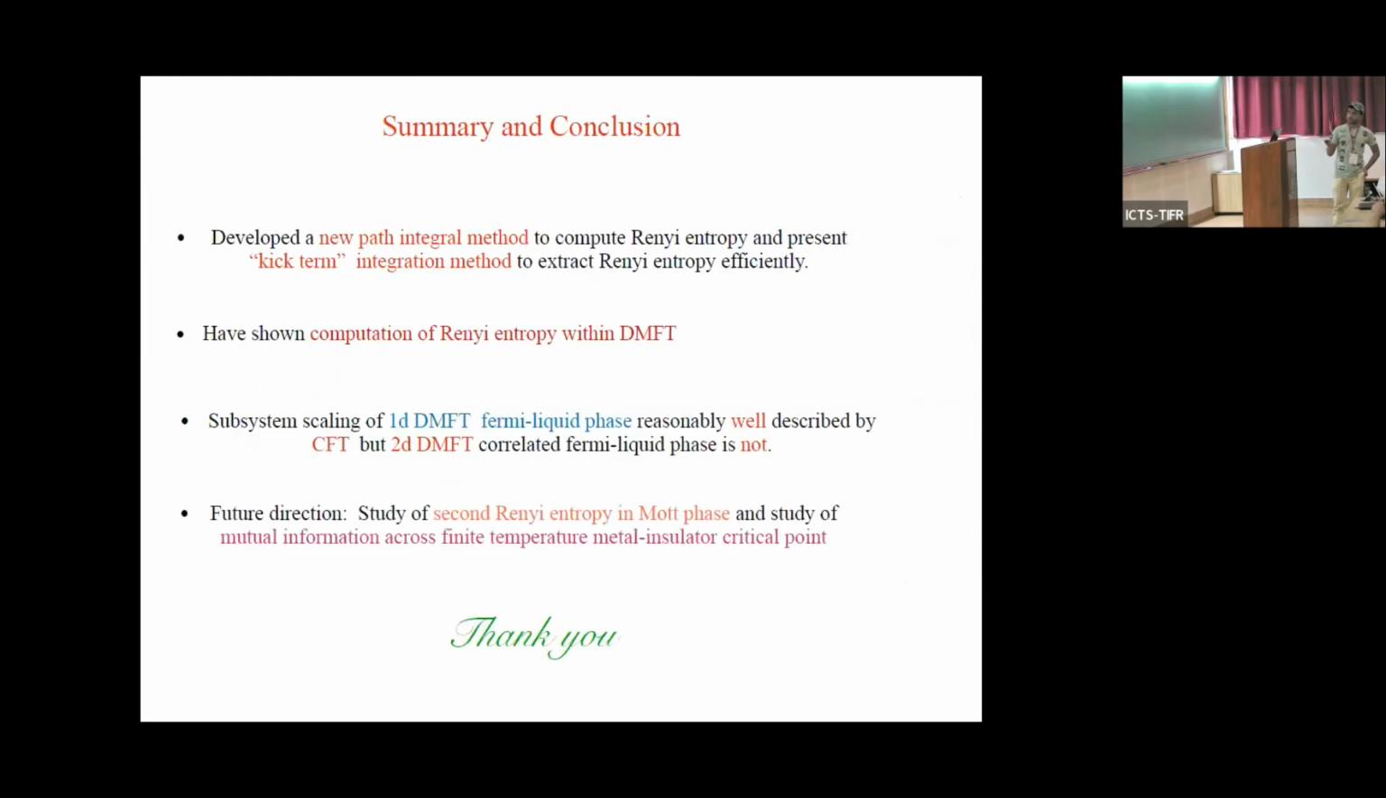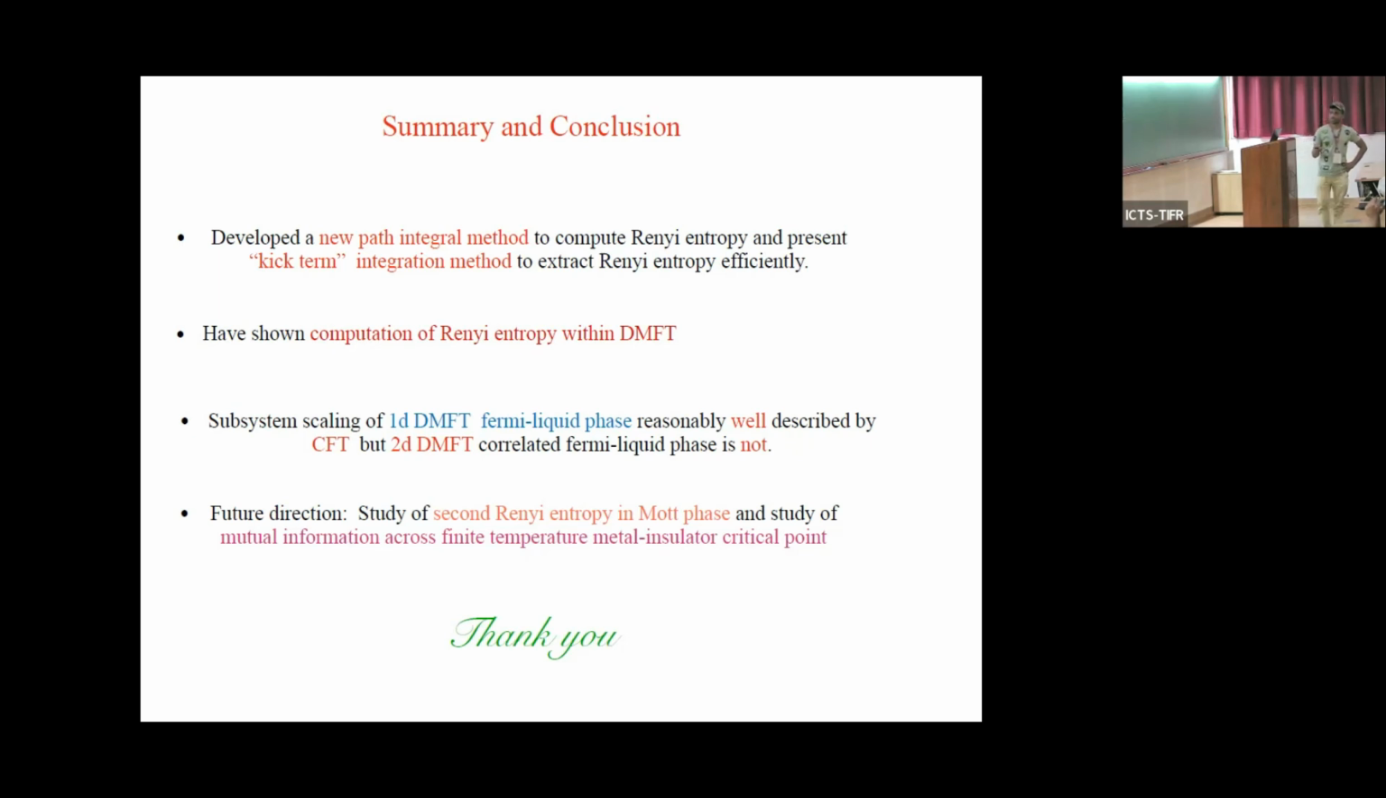So now I can conclude my talk. In this work we developed a new path integral method to compute Renyi entropy that is very general, and we also find a new way to extract the Renyi entropy very efficiently, which is kick term integration, which simplifies your boundary condition. We show the computation within the dynamical mean field theory approximation, and using the scaling we show that the 1D DMFT Fermi liquid phase is well described by the conformal field theory. On the other hand, for 2D DMFT, there is a signature that this is not the case.